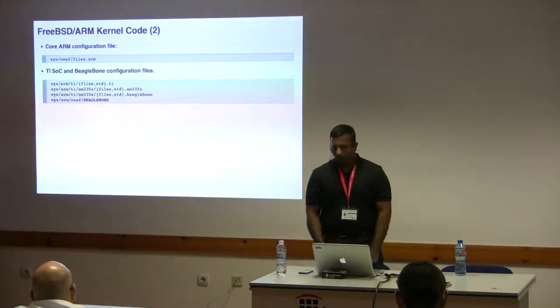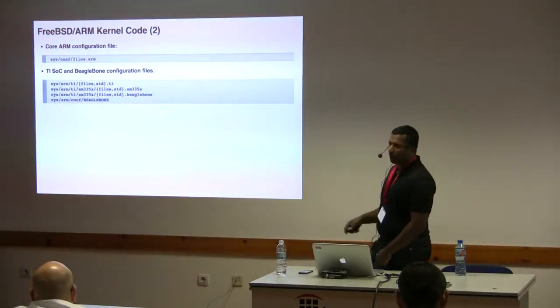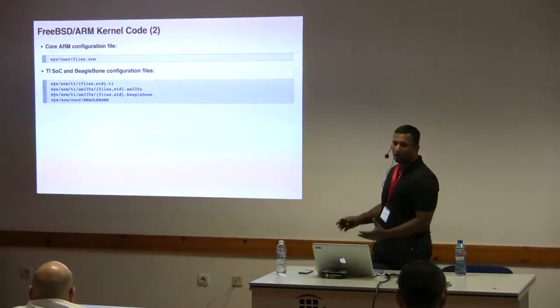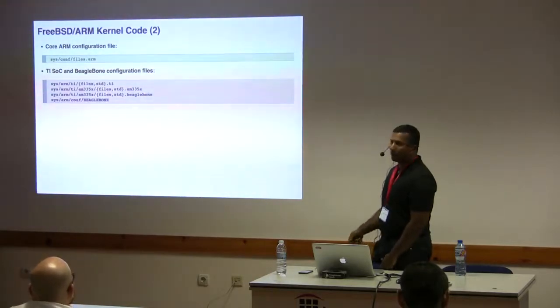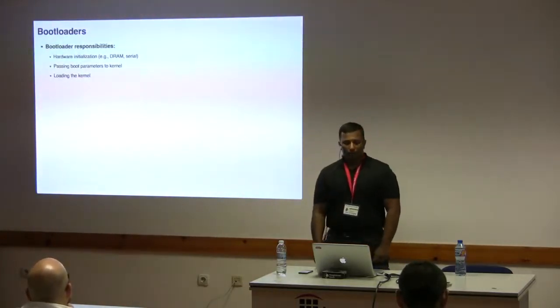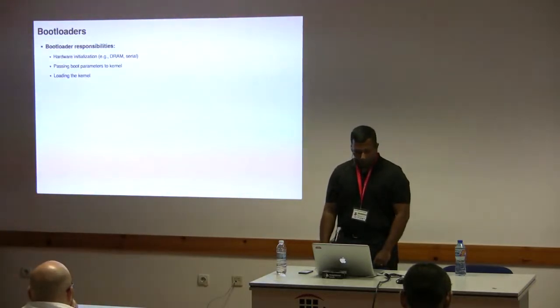Then you look at files.arm to figure out which files get built, basically. And then there are corresponding files for the SOC and for the BeagleBone. So you look at the TI one, the AM335X files, the BeagleBone file, and the top-level kernel config can be found here. So if you want to modify the kernel config, you'll copy that, and then you can tweak it there.